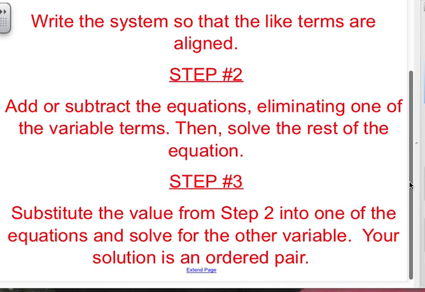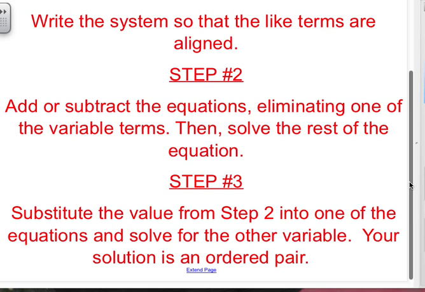So you will solve the equation for that variable term. And then step 3 is take that solution that you got from step 2 and plug it back into one of the original equations, which will allow you to solve for the other variable, the one that you originally eliminated in step 2. And then write your solution as an ordered pair. I know that sounds really confusing, but I promise it's really not that bad.